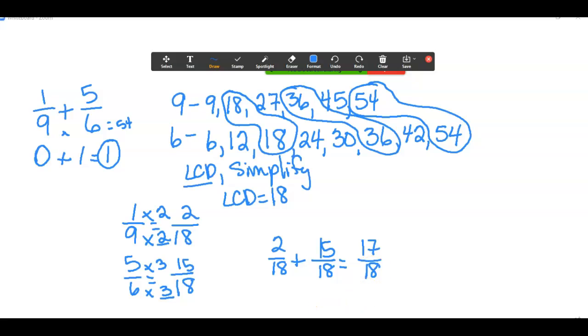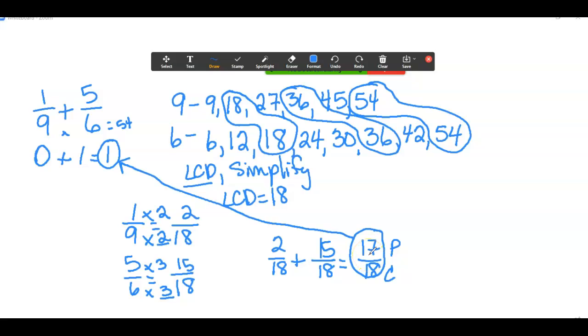Okay, and now I see if I can simplify. Well, I know that 17 is prime and 18 is composite. So if I have a prime and composite, my question is, does one go into the other? So does 17 go into 18 evenly? It does not. So what that means is 17/18 is my answer. Now, let's evaluate that with our estimate. Is 17/18 close to 1? I would say yes, because in order to get to a whole, it's only one piece away. So that is definitely close to 1.